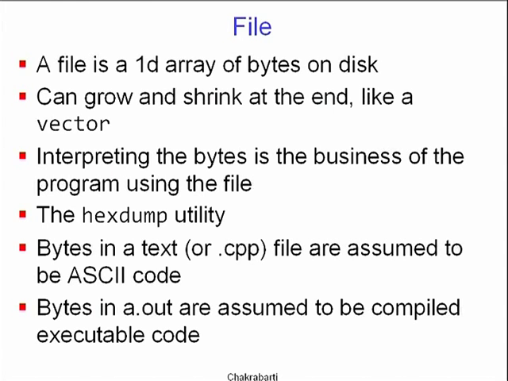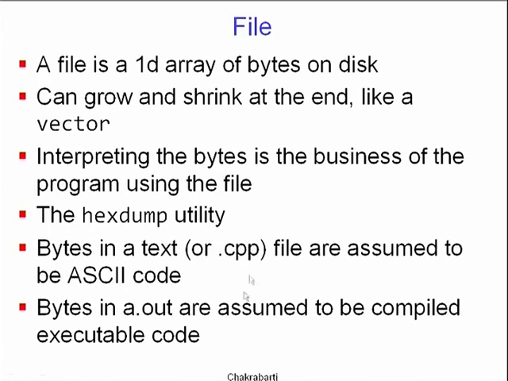I'll talk about the hex dump utility, which lets you see what's in a file byte by byte, printed in hex. It's a very simple utility that Linux provides to you. Now, if the file is a text file or maybe a .cpp file, then those bytes are assumed to be ASCII codes. But bytes in a.out are not supposed to be ASCII codes. They're assumed to be compiled executable code that are directly loaded into a CPU and run. So, same byte, different purpose.